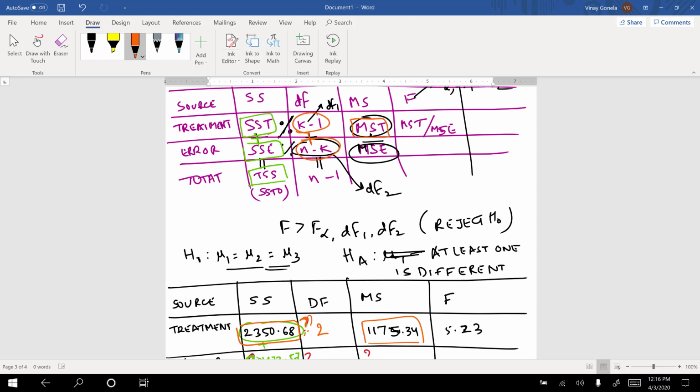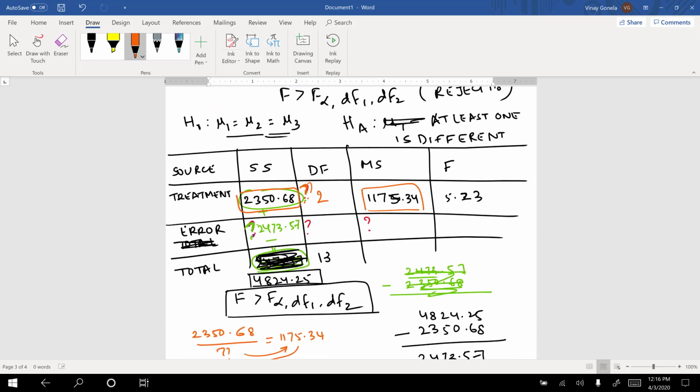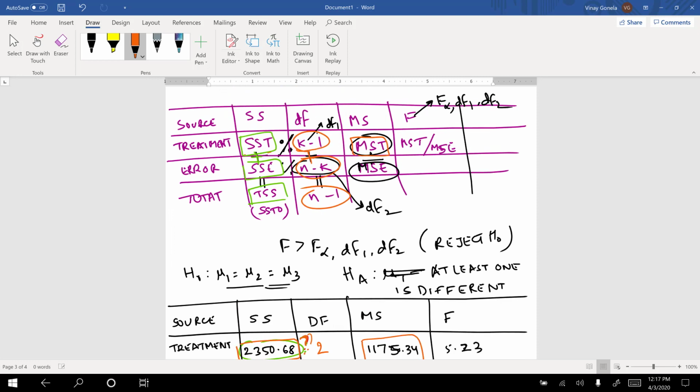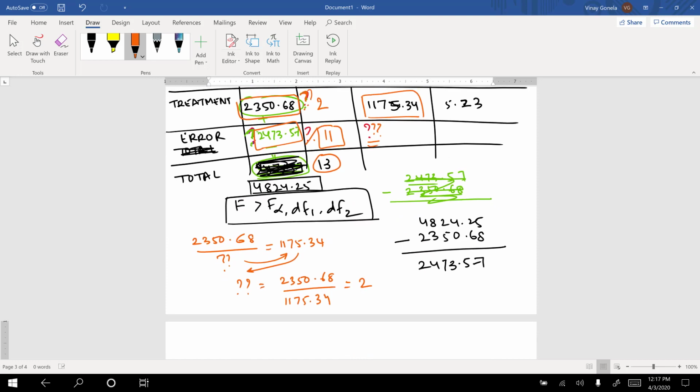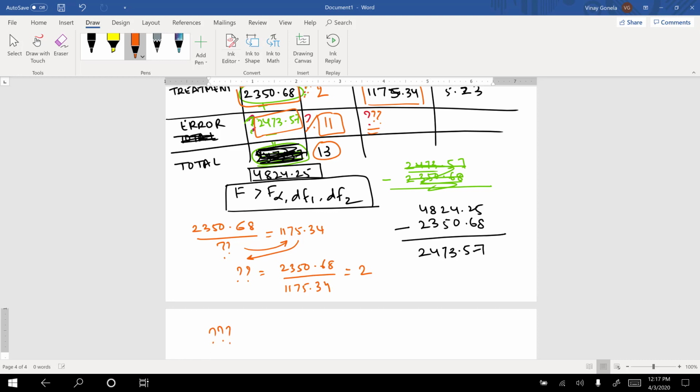So if I have this 2, I know again this plus this is going to give me this. So 2 plus certain value should give me 13. So 2 plus 11 is going to give me 13. So that is 11. And how about this? I have 3 question marks. So I know this divided by this is going to give me this. So if you look at SSC divided by N minus K is going to give me MSC. So this is 2473.57 divided by 11 is going to give me this portion.